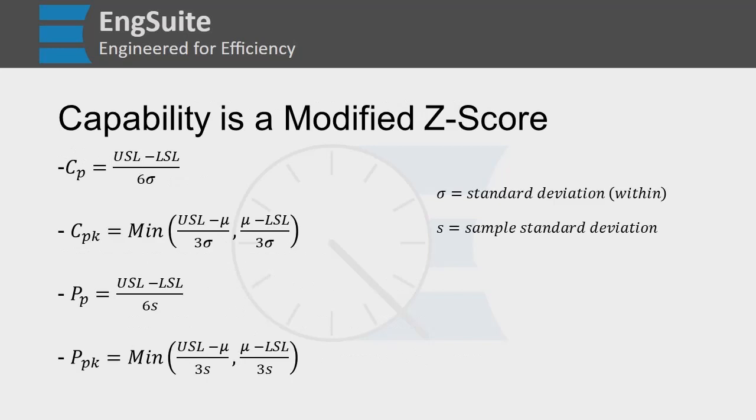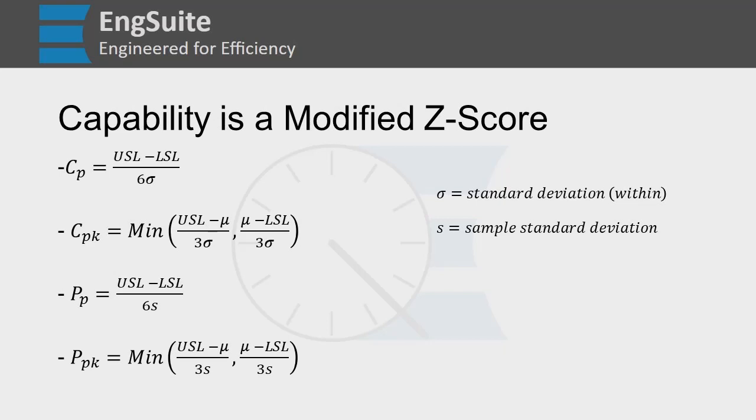Capability is a modified z-score. Let me show you. If you take a look at Cp and Pp, they kind of look like z-scores, right? You have a value minus another value over your standard deviation. It's your upper spec limit minus your lower spec limit. But if you look at your Cpk and your Ppk, it looks almost exactly like a z-score, except you're taking the min of 2 z-scores: your spec limit minus mu over your standard deviation.